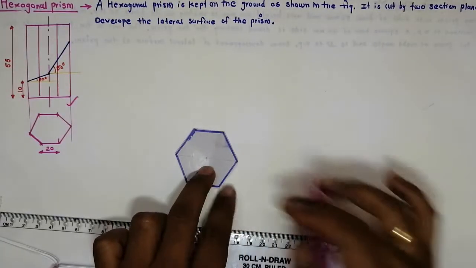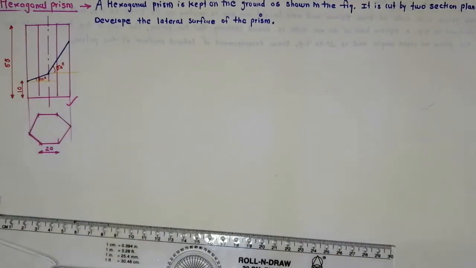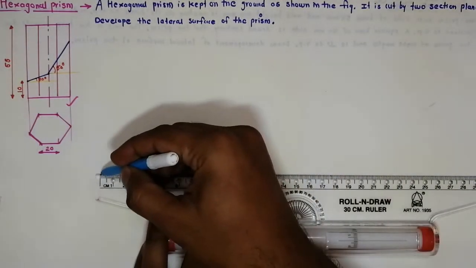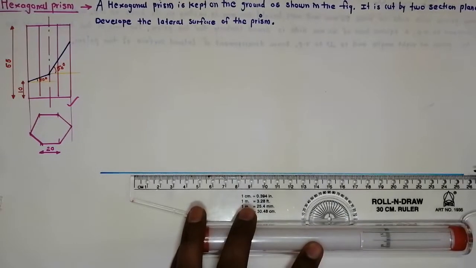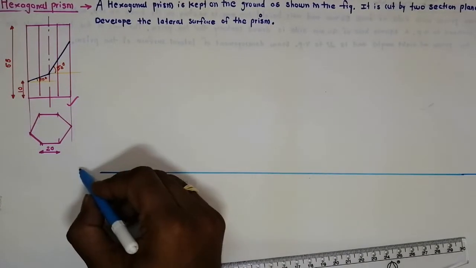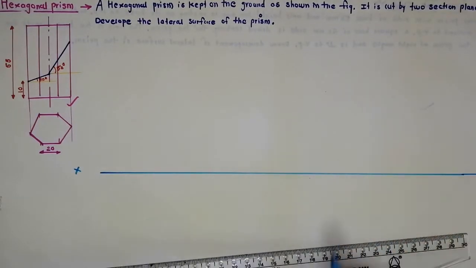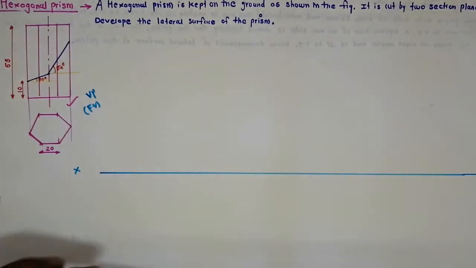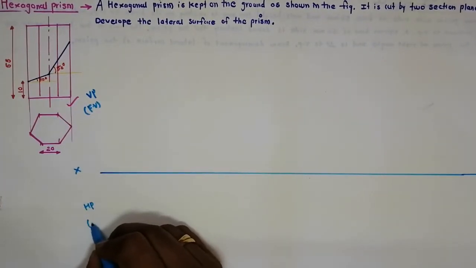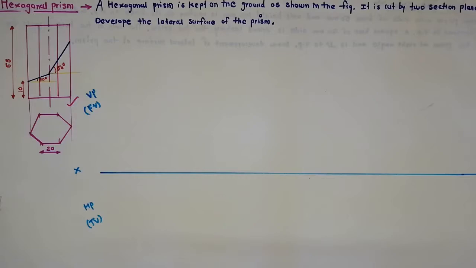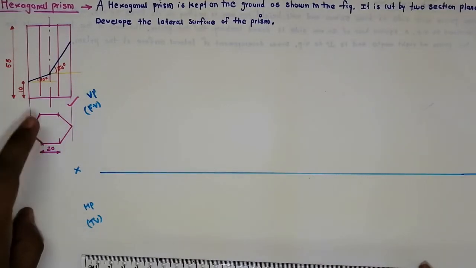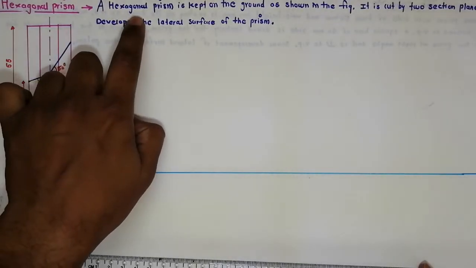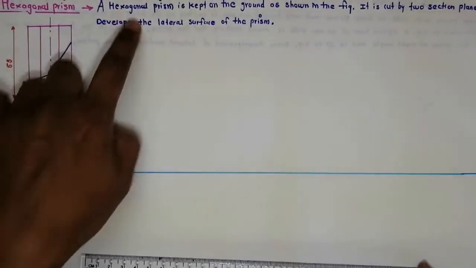Now we'll start constructing, first the front view. For constructing the front view, the first step is to draw the axis. So this is our XY axis. This is our vertical plane, where we'll get front views, and this is our horizontal plane, where we'll get top views. Now we'll start constructing the hexagon first, because the problem always starts with the true shape. Here the hexagonal prism is given, so the true shape is a hexagon.